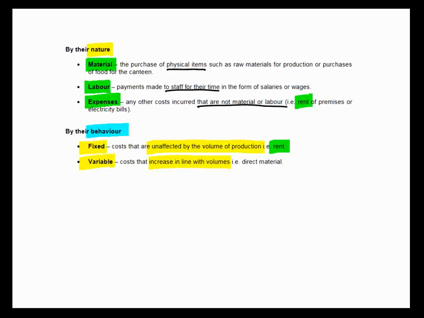Variable costs, though, do change with the volume of production. They vary. So the more you produce, the higher the cost. Good example might be direct material. For instance, the wheels on our cars. If you double the output of cars, if you produce twice as many cars, you will need to buy twice as many wheels to put on those cars, and therefore the cost will double. So variable costs do change with output. But we'll be looking at that idea of cost behaviour in a little bit more detail later in the syllabus.